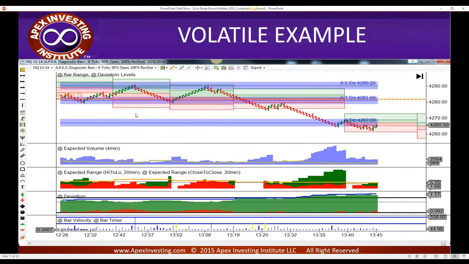But let's back up for a second, just look at this chart. What is all this stuff on the chart? Well, I don't want you to be confused or overwhelmed on this. Several things here on the chart. These are some of our Apex proprietary charts and indicators.